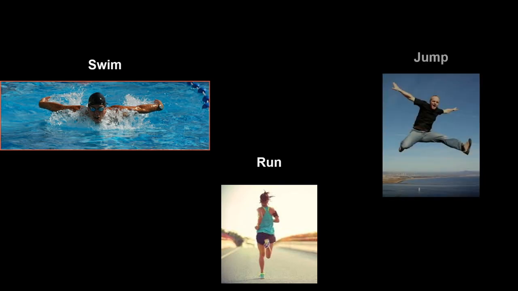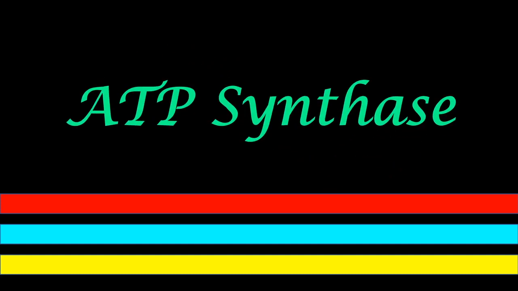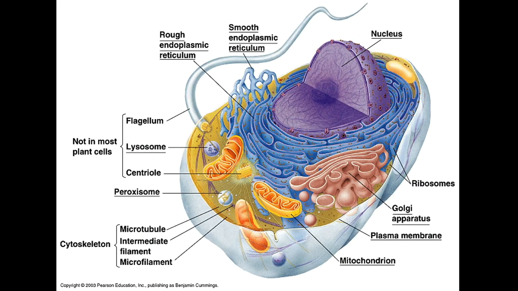Have you ever wondered why we can swim, run, and jump? Well, it wouldn't have been possible without the efforts of a very special molecular machine within many living organisms called ATP synthase. This enzyme is located in a human cell. Within the human cell, there are organelles called mitochondria.